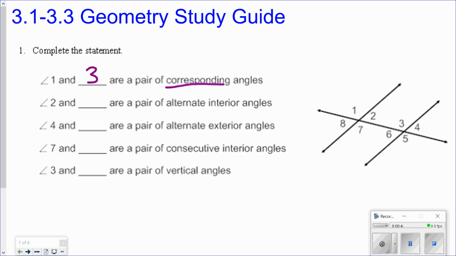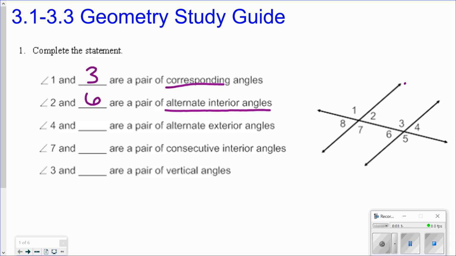Angle 2 and angle blank are a pair of alternate interior angles. Alternate means the opposite side of this transversal, and interior means inside the 2 parallel lines. All right, so alternate interior, if we have angle 2, the alternate interior to angle 2 would be angle 6.